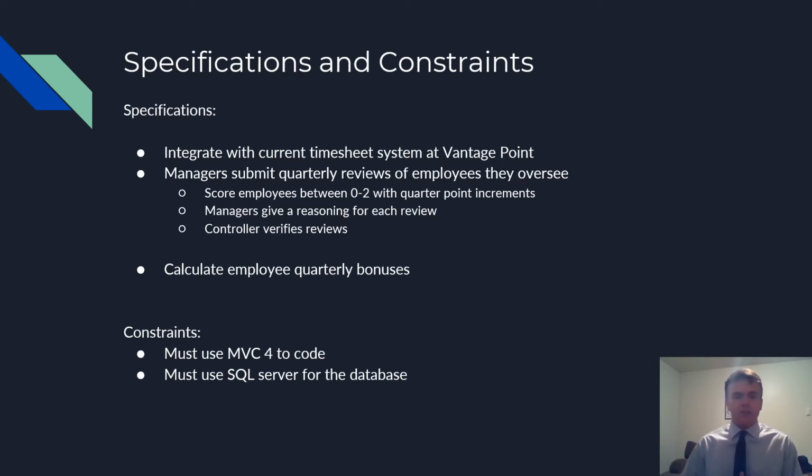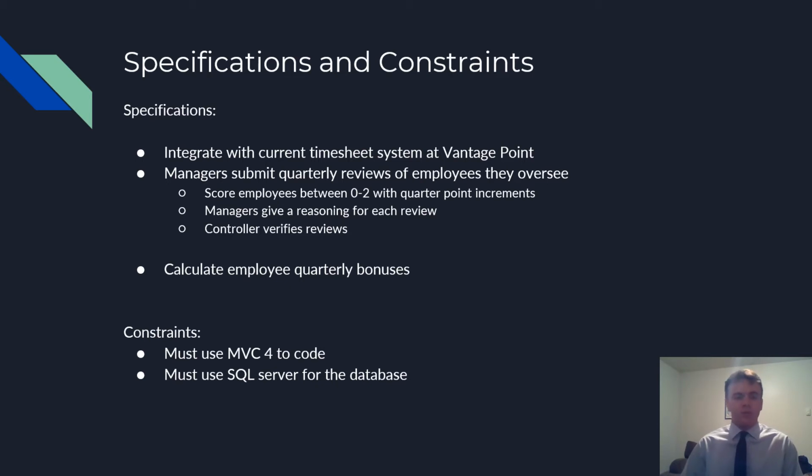Next, managers submit quarterly reviews of employees that they oversee. So the managers will go in and will be able to give a score to each of the employees that they oversee between 0 and 2 with quarter point increments, so 0.25, 0.5, 0.75, and so on. They also will be able to give a reasoning for each review. We have this just labeled as the notes section, and then a controller will be able to verify these reviews before submitting the total allocation amount, which then calculates the bonus for each employee.